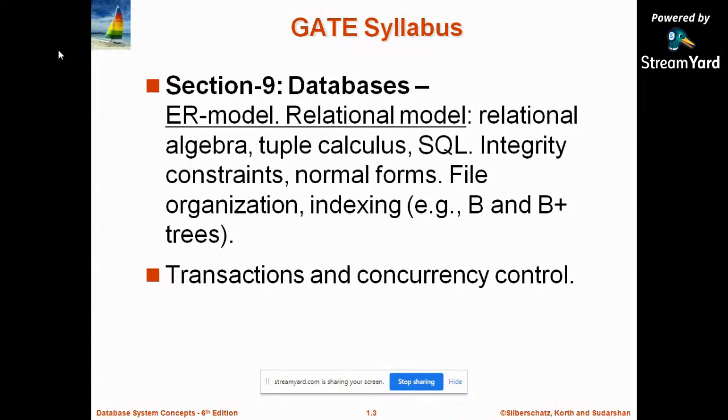This GATE syllabus of DBMS consists of the entity relationship model and the relational model. Under the relational model, the topics are relational algebra, tuple calculus, SQL, integrity constraints, and normal forms. Then some file organizations, B and B plus tree, which is indexing. And the last topic is transaction and concurrency control. So we will be only focusing on the concepts, and we will be leaving the theoretical part, and our objective is to prepare you for the GATE.